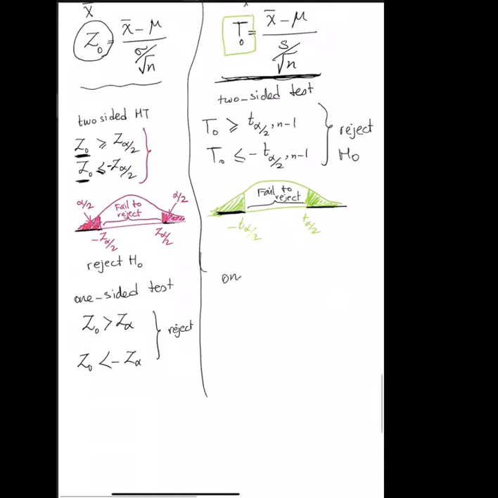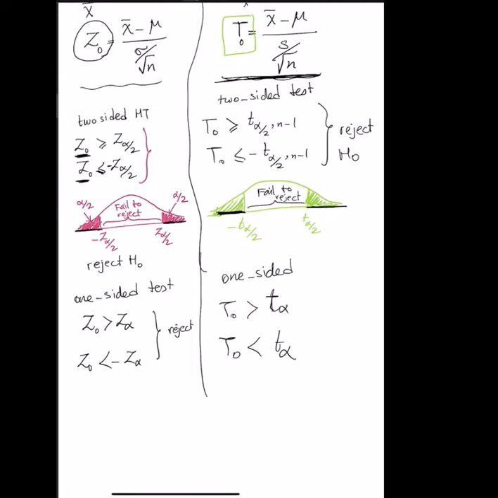And for the one-sided tests, it's the same. If the value of the test statistic is greater than T of alpha, or the value of the test statistic is less than minus T of alpha, then we make conclusions based on that.